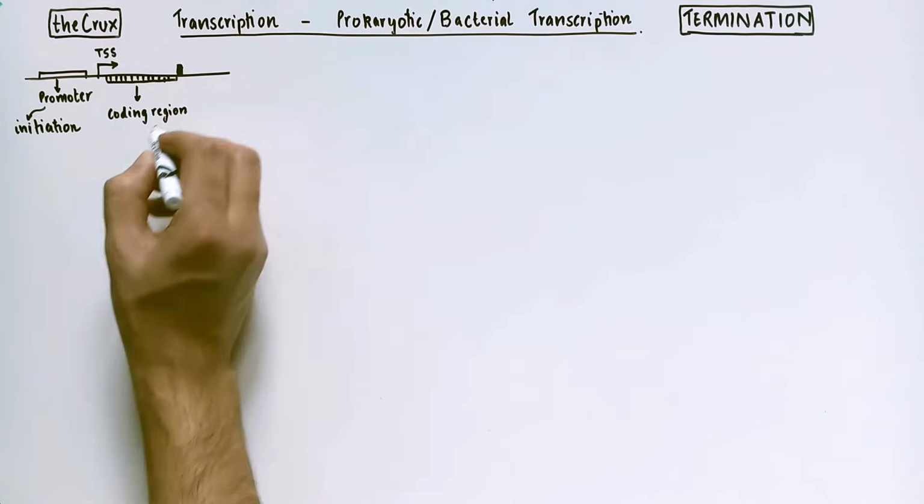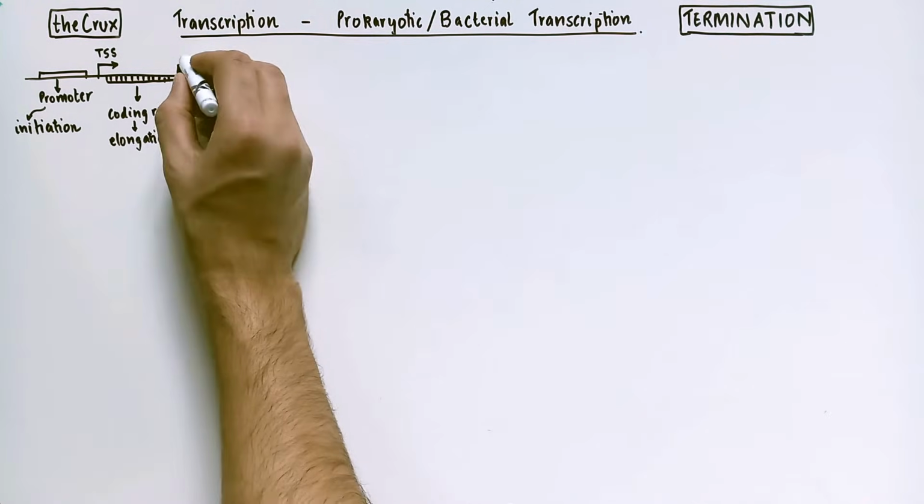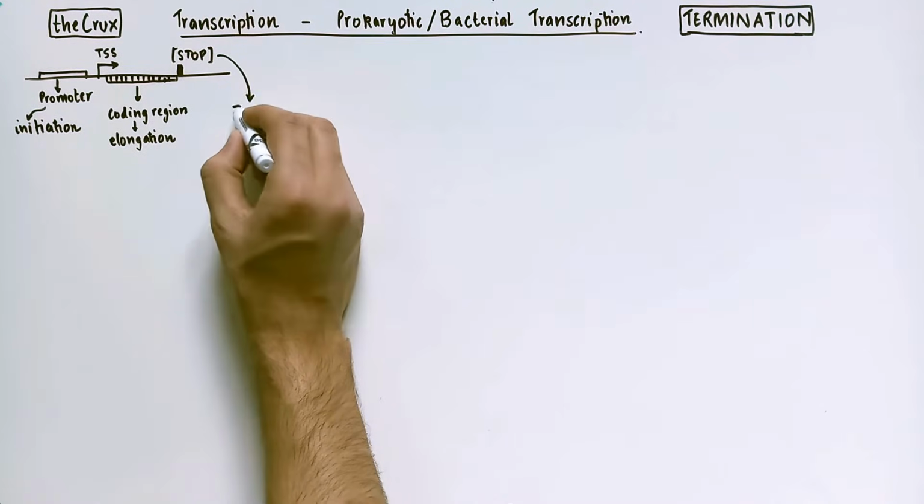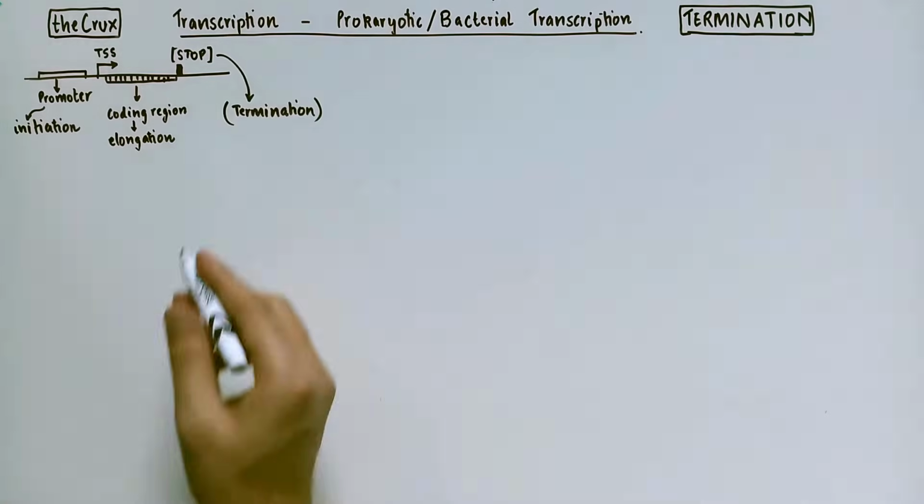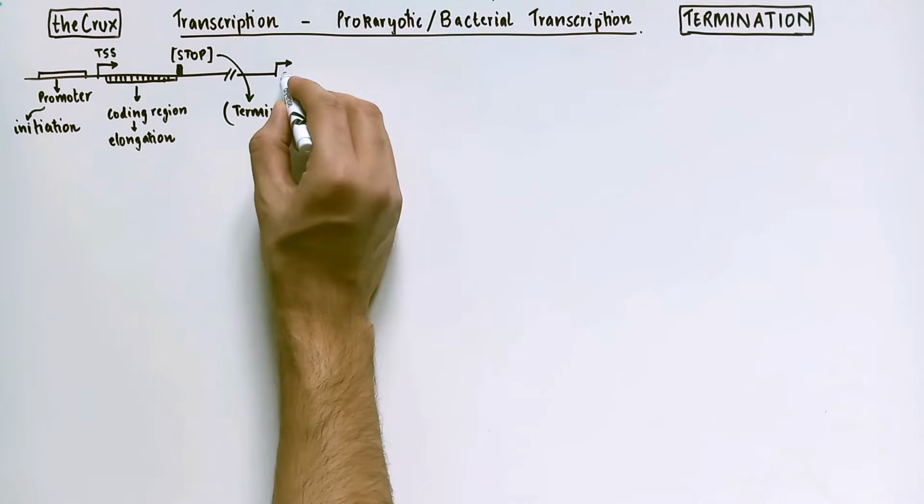And this happens in a process called elongation. And now, once the code is read, we need to stop at the end of the coding region. And this happens in the process of termination, which is the focus of this video. So apart from just not letting the elongation continue, why is termination important?